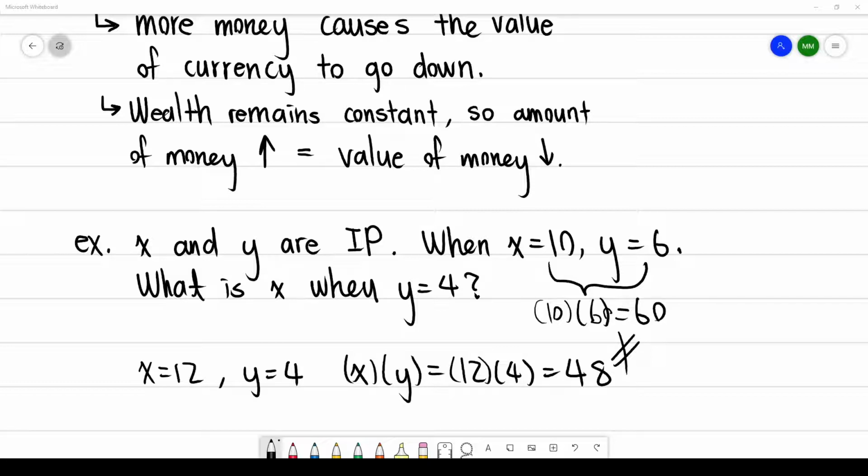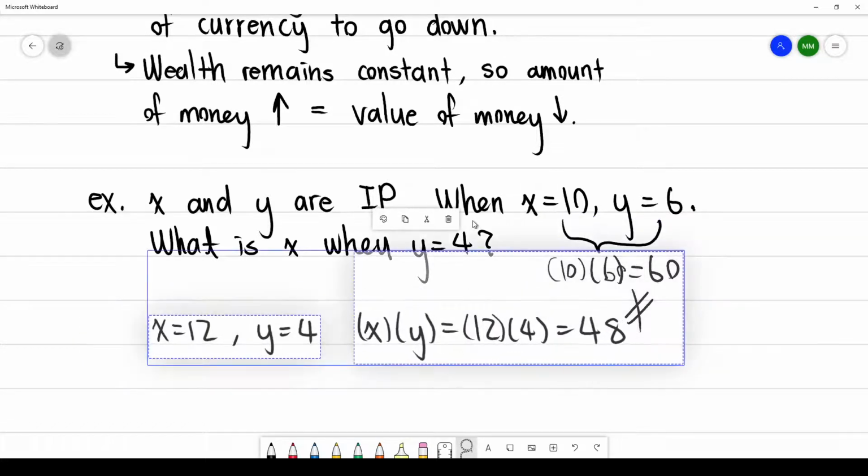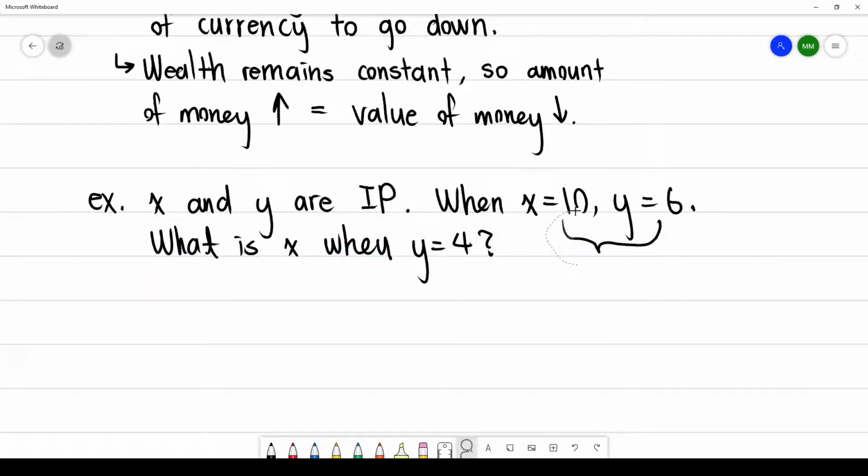Oh, Chloe, were you typing something? Yeah, 15 times 4 is 60. Yeah, so the answer is 15. So James is right and Chloe is right as well. So the answer is 16. Oh.